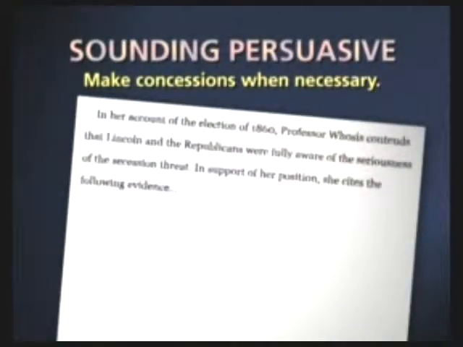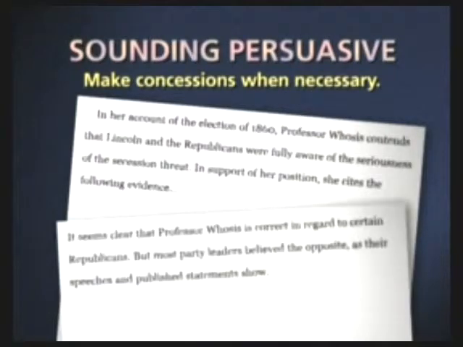In her account of the election of 1860, Professor Houses contends that Lincoln and the Republicans were fully aware of the seriousness of the secession threat. In support of her position, she cites the following evidence, and the evidence is then cited. It seems clear that Professor Houses is correct in regard to certain Republicans, but most party leaders believed the opposite, as their speeches and published statements show. And you then go on to show those speeches and published statements to show that your point of view is really more correct than that of Professor Houses. Notice what this paragraph does.